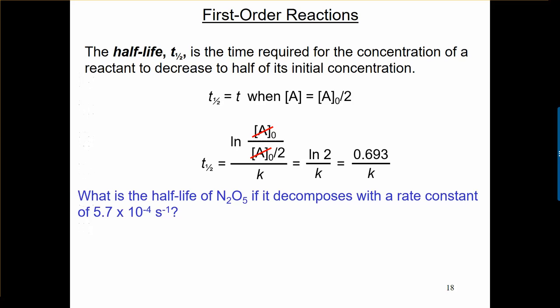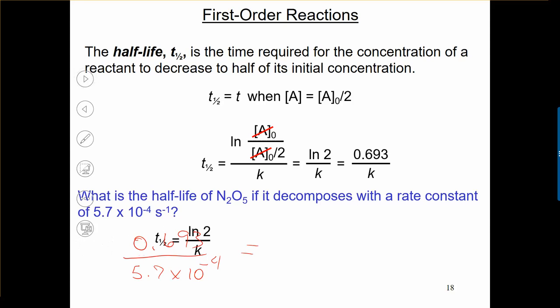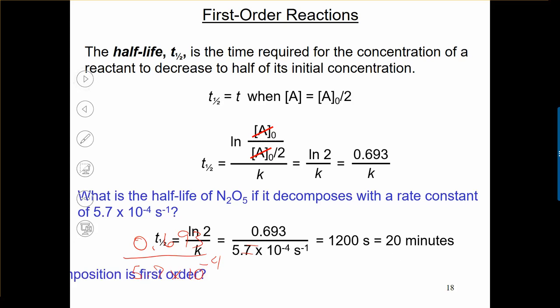What is the half-life of N2O5 if it decomposes with a rate constant of 5.7 times 10 to the negative 4? So 0.693 over 5.7 times 10 to the negative 4. Whoops. Oh, yeah, rate constant. What is the half-life? So here I can find the half-life because I have the K. So if I know the rate constant, it's easy to find the half-life. 0.693 divided by 5.7 times 10 to the negative 4. Okay. Twenty minutes.